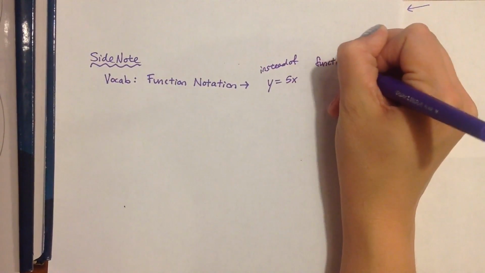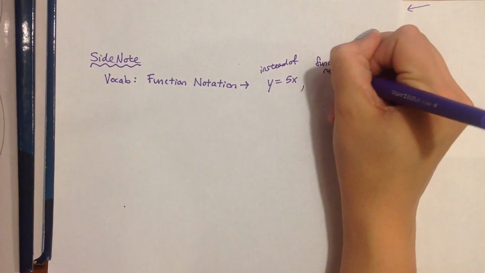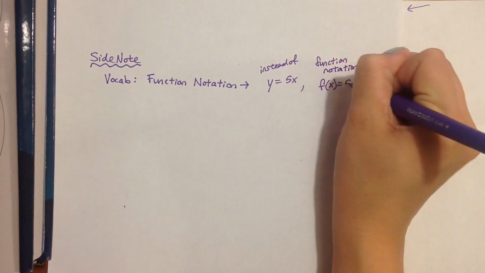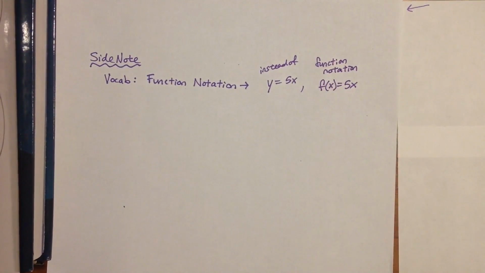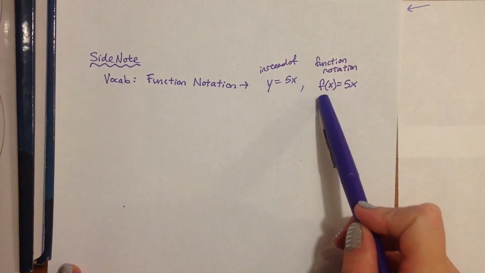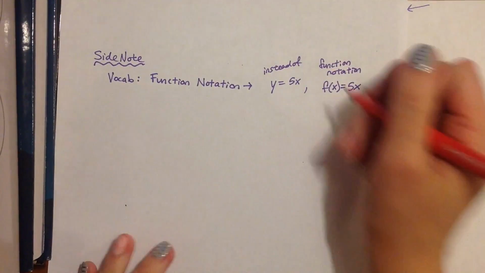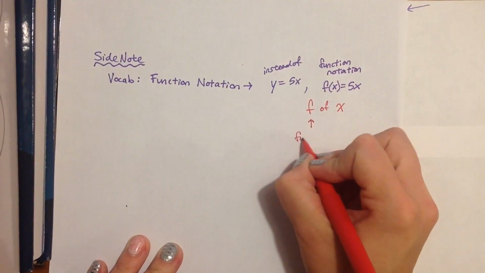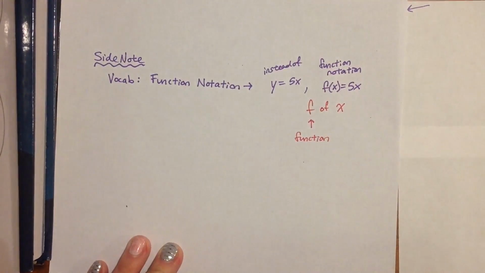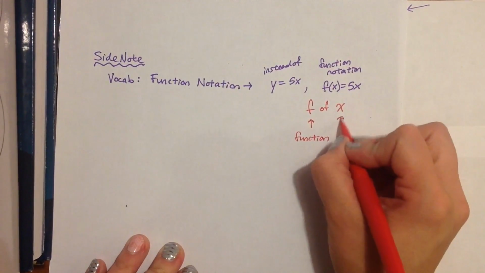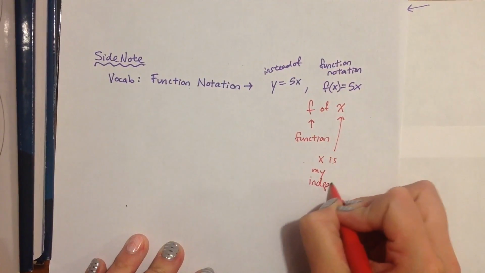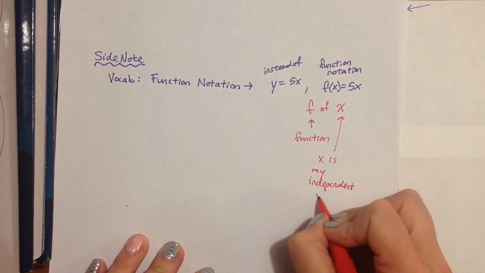function notation is when you say f of x equals 5x. It's literally the same function. It's exactly the same. We are just swapping out the y for f of x. So, again, I read that f of x, pretty much saying this is a function. That's what the f stands for generally. A function where x is my independent variable.